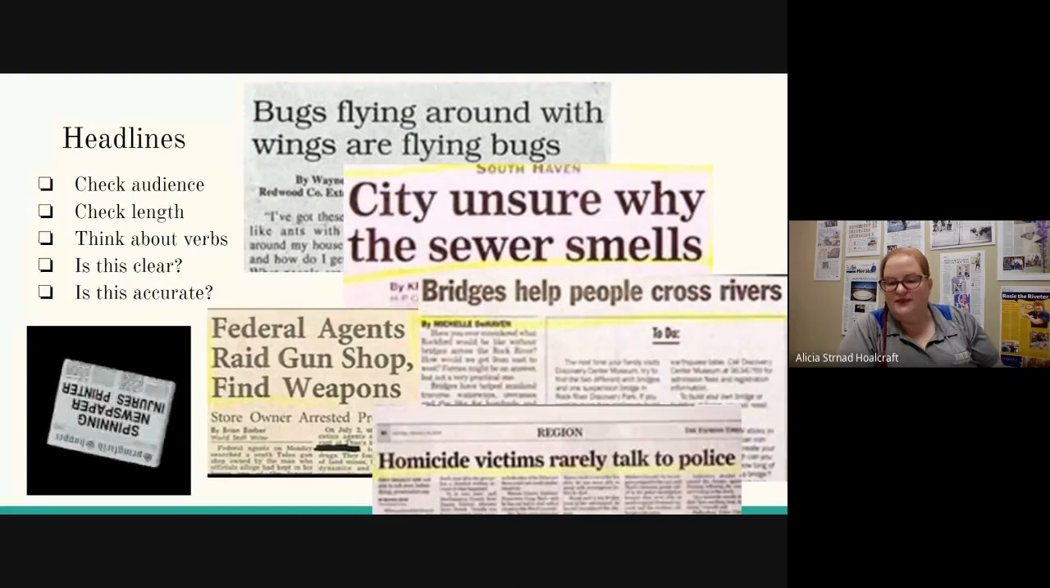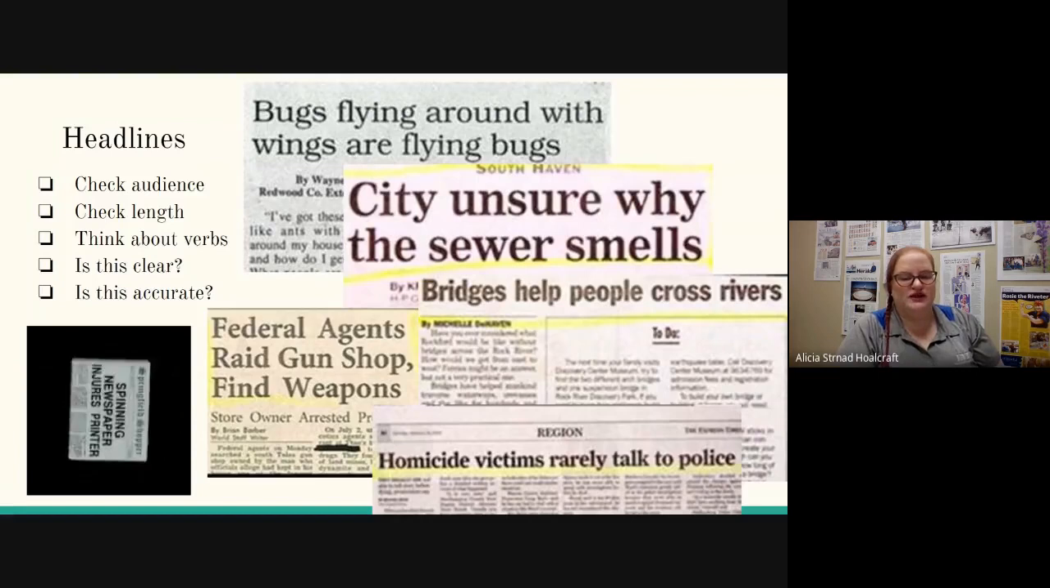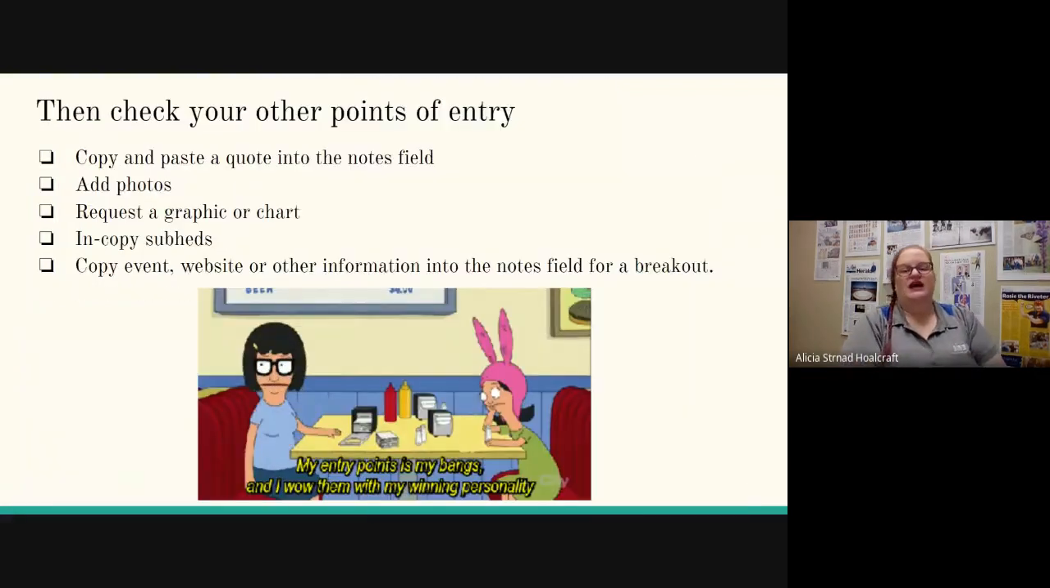Joe Bowen added the tip that switching the search between most relevant and most recent can also be helpful when you're searching in Q. So thanks, Joe. And then the other points of entry. Copy and paste a quote into the notes field, add photos, request a graphic if one should fit for your story, add some in copy subheads, look if there's any information that should be popped into a breakout, event information, website information, anything like that.